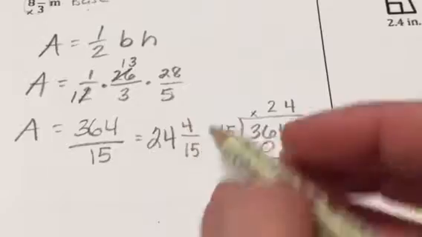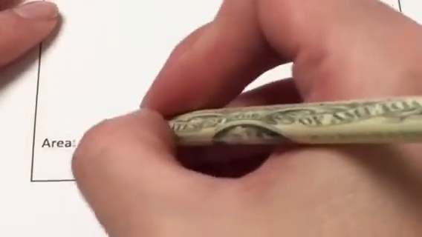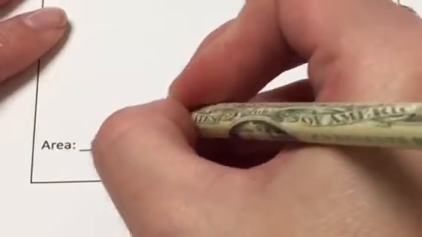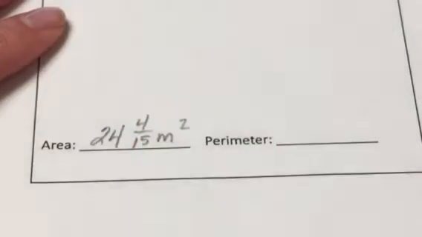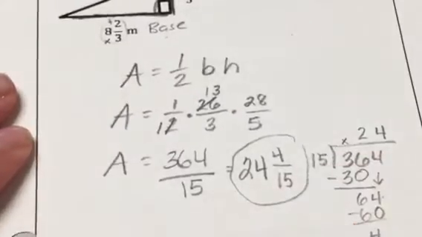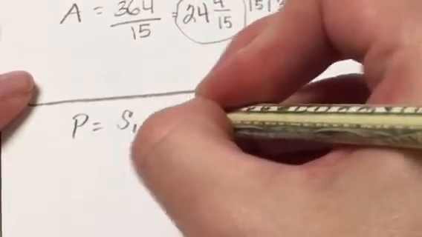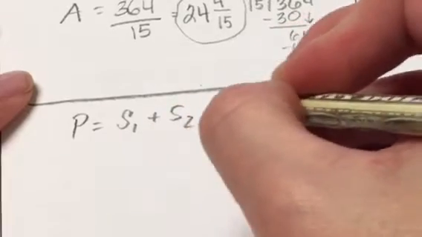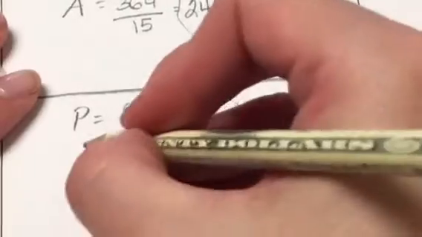Okay, so this right here is my area. So I'm going to go down to the bottom, and on my area line, I'm going to write 24 and 4/15 meters squared. Okay, now I'm going to use the rest of my space to figure out the perimeter. Perimeter is when you take side 1, you add side 2, and you add side 3. It's just adding all 3 sides of a triangle.